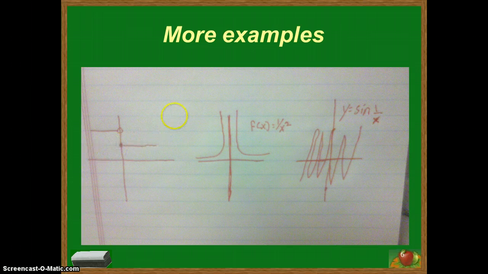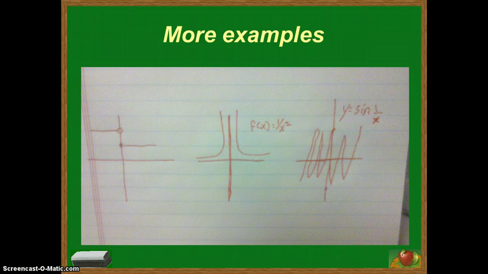The middle function here, which is 1 over x squared, I wrote that in there just so that you would know, we would say is discontinuous at x equals 0 because it's an infinite discontinuity. In other words, there is no real value that the function approaches as x approaches 0. This discontinuity cannot be removed because the limit does not exist.